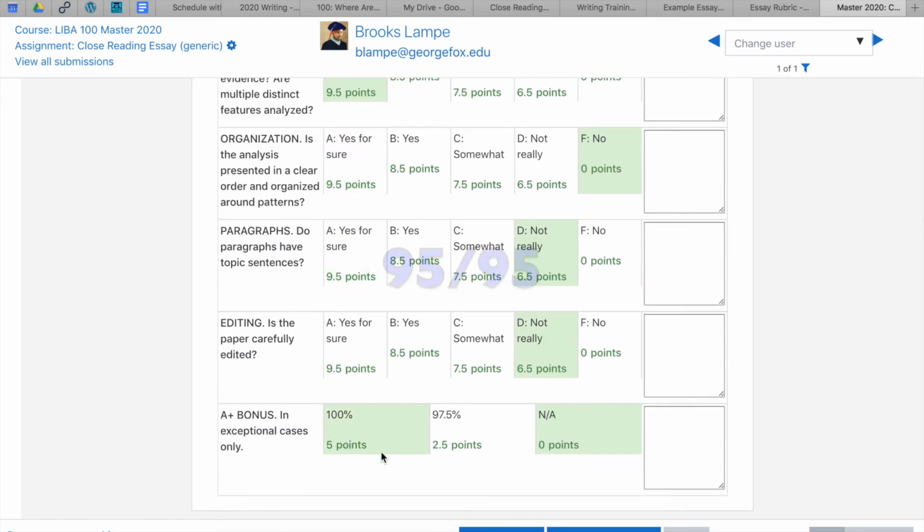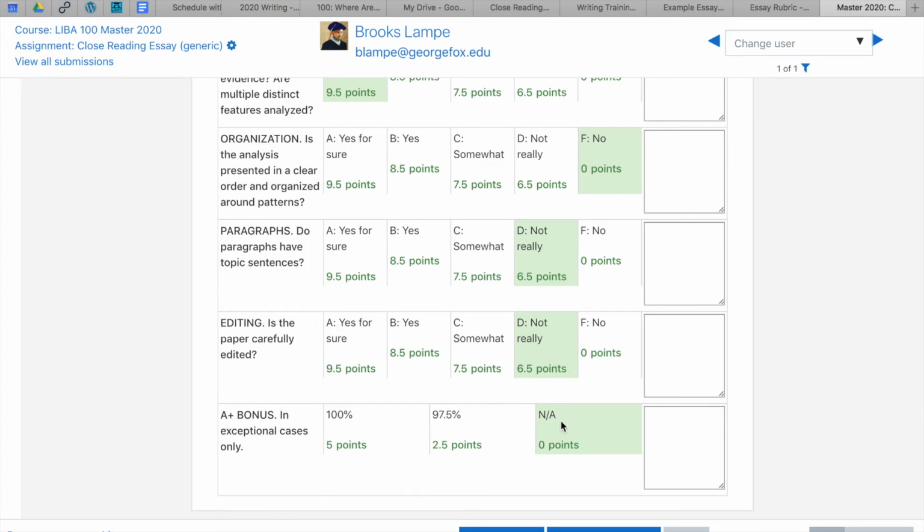Foxtail would divide that by 95, because that's the highest maximum amount of points allowed, and therefore it throws all the math off. So a student who got an 85 would actually get something more like an 86, because we're dividing by 95, not by 100. So to fix that, I have put the A plus bonus category at the bottom, and most of the time you will simply click no points, N/A, for not applicable.